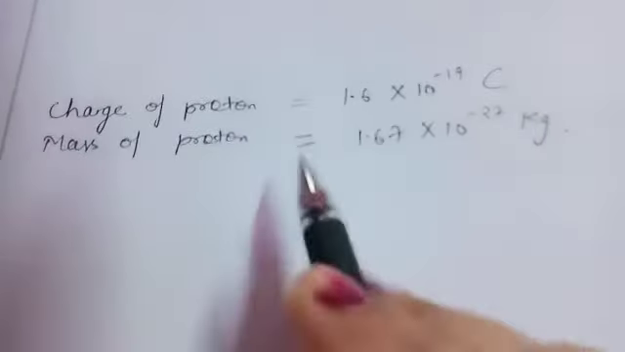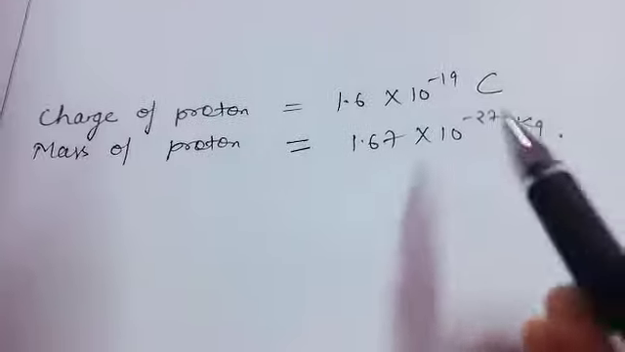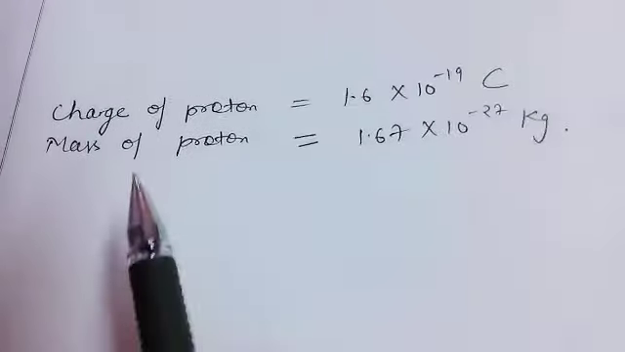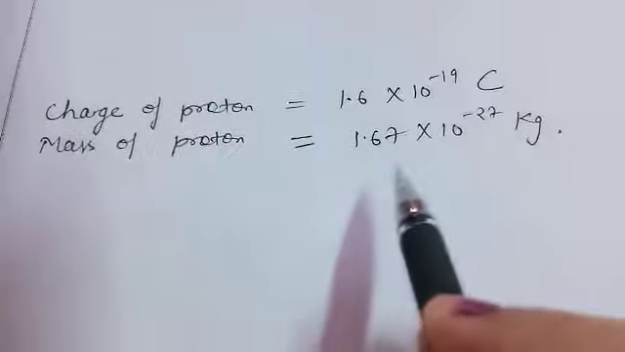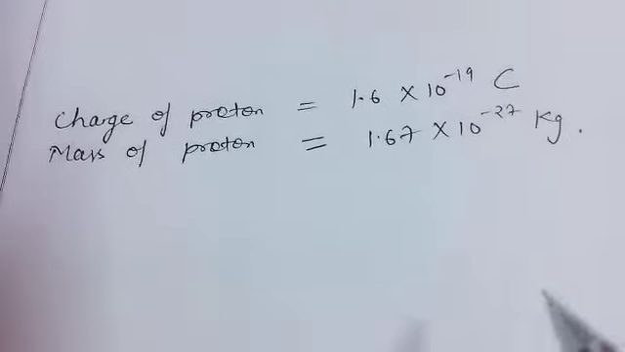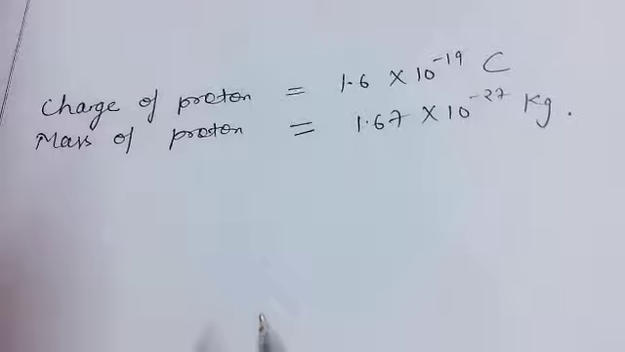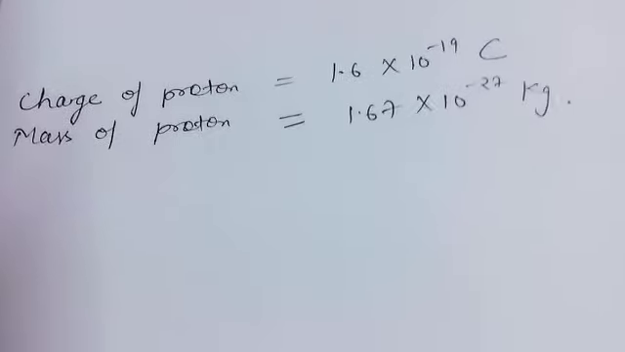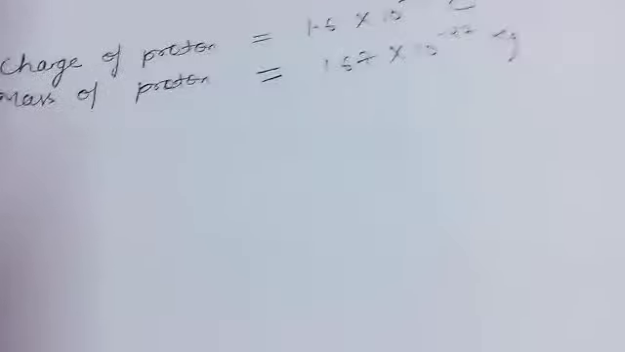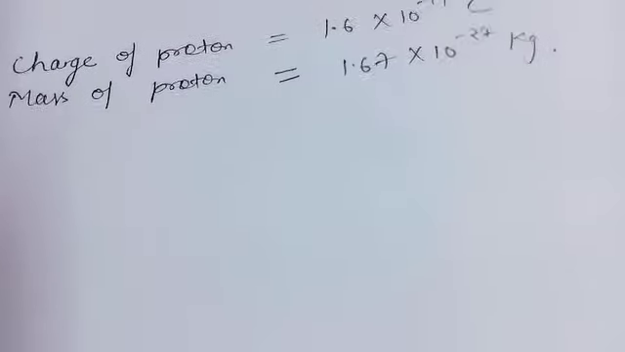The charge of a proton, just like the electron, is the same in magnitude: 1.6 × 10^-19 coulomb, and the mass of a proton is 1.67 × 10^-27 kg. You know that the mass of the proton is countable and it is responsible for the mass of the atom also, but the electron does not contribute to atomic mass.